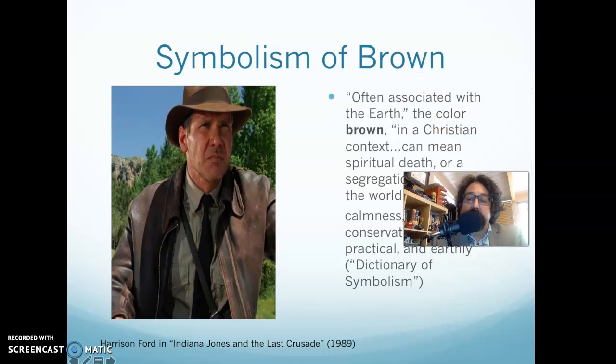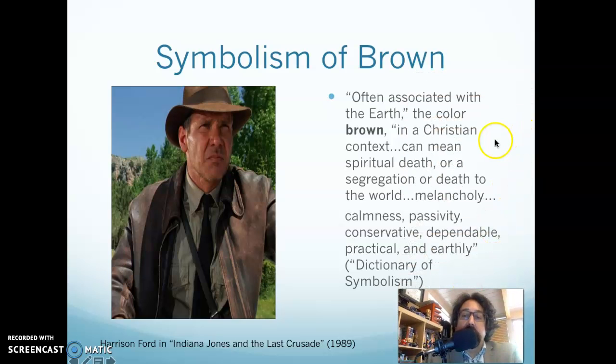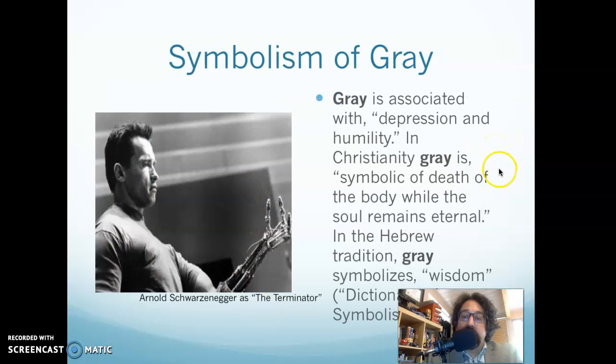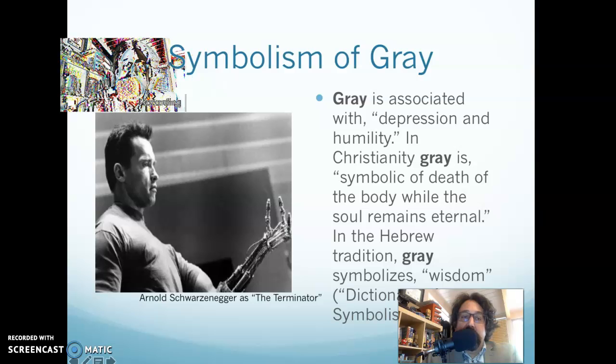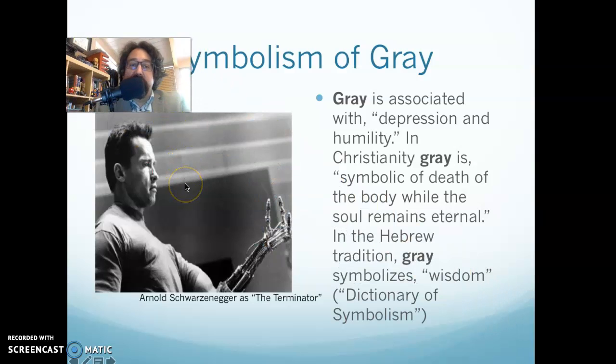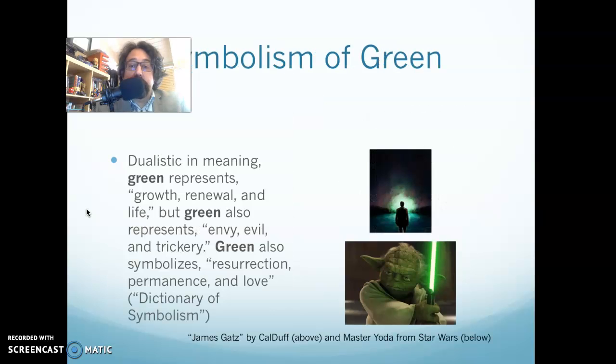In symbolism, let's see, we're looking at brown here, can mean spiritual death. Gray is symbolic of death of the body while the soul remains eternal. Actually, I know that this is a reference I made that I'm familiar with. One that I maybe should replace this with is, of course, everyone knows the Terminator now. He's made so many movies and was the governor of California. But also, think of Kurt Russell in Guardians of the Galaxy Volume 2, that long gray beard of his.